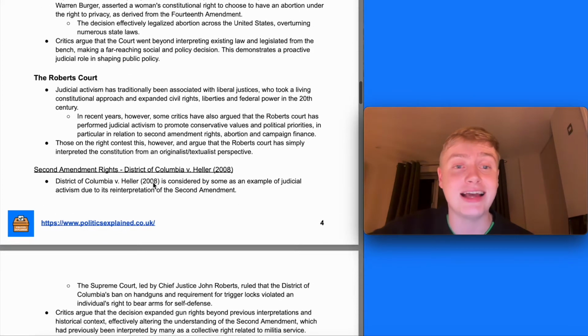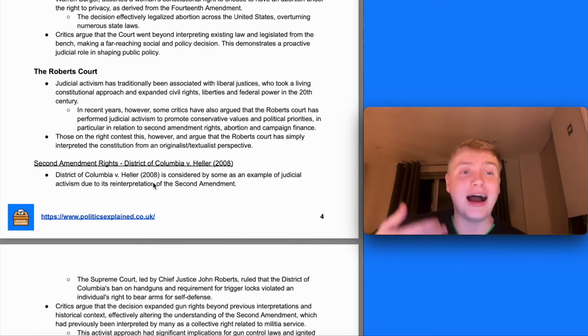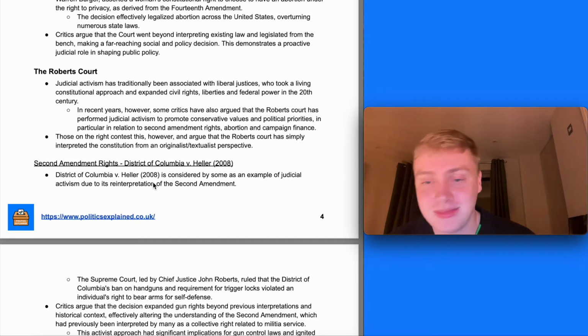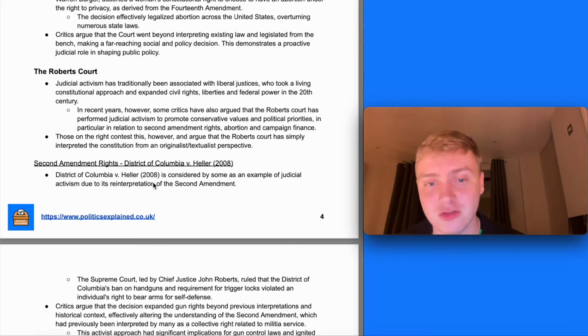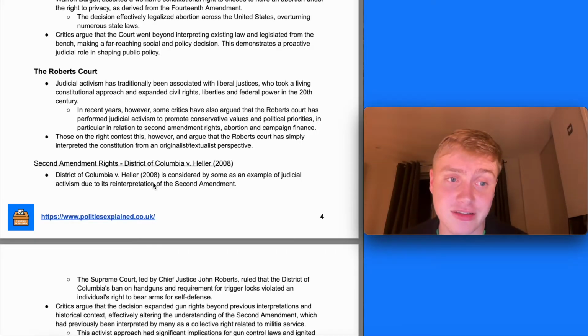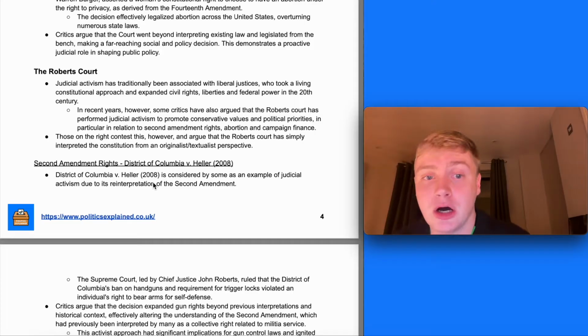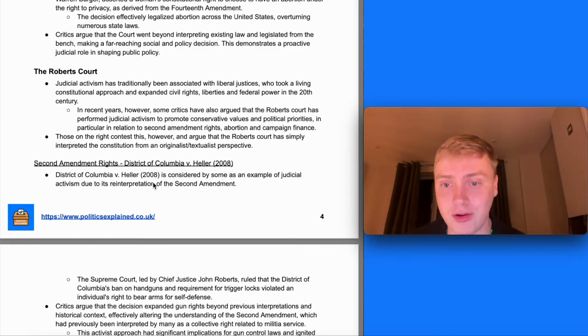And then the final thing we're going to have a look at is the Roberts Court. Judicial activism has traditionally been associated with liberal justices, as with these previous cases, who took a living constitutional approach and expanded civil rights, liberties, and federal power in the 20th century. In recent years, however, some critics have also argued that the Roberts Court has performed judicial activism to promote conservative values and political priorities, in particular in relation to Second Amendment rights, abortion, and campaign finance. And those on the right contest this, though, and argue that the Roberts Court has simply interpreted the Constitution from an originalist and textualist perspective, and effectively gone back on some of these other liberal rulings and implemented the Constitution as it should be.